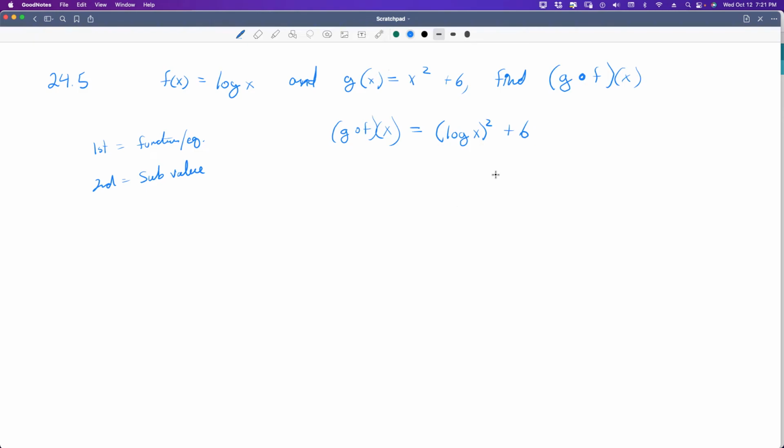Guess what? We don't have any values. We don't know what the log of x is. So that's all we can do. This is the answer to 24.5. And the reason we did that was so you could see an illustration and learn how to put that together. So when you see that little circle, that's all that means. Use the equation from the first one and use the second one as the substitution value for x. All right?